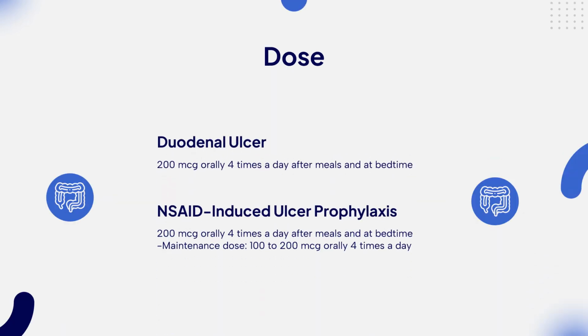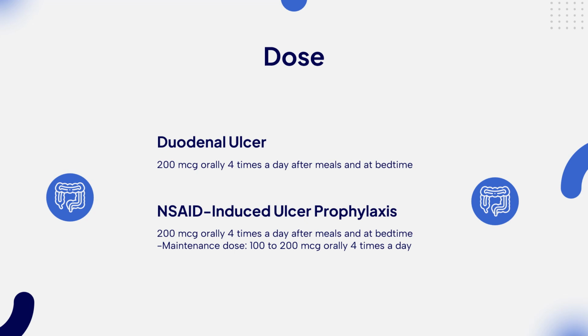Dose. Usual adult dose for duodenal ulcer: 200 micrograms orally 4 times a day after meals and at bedtime. Maintenance dose: 100 to 200 micrograms orally 4 times a day. Usual adult dose for gastric ulcer: 200 micrograms orally 4 times a day after meals and at bedtime. Maintenance dose: 100 to 200 micrograms orally 4 times a day. Comment: treatment should be taken for the duration of nonsteroidal anti-inflammatory drug, NSAID, therapy.